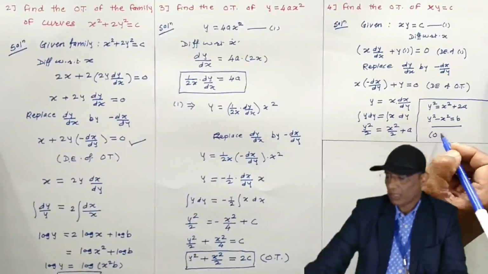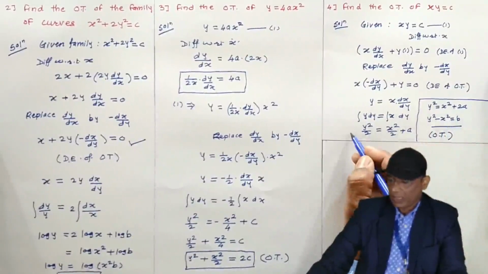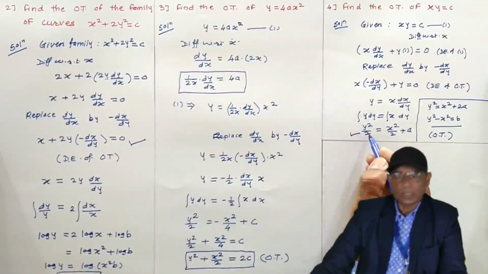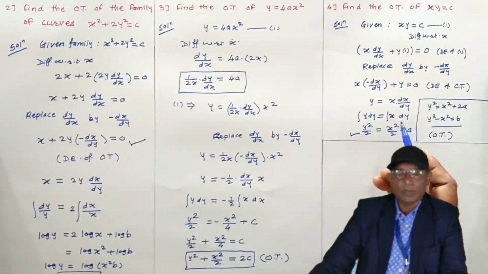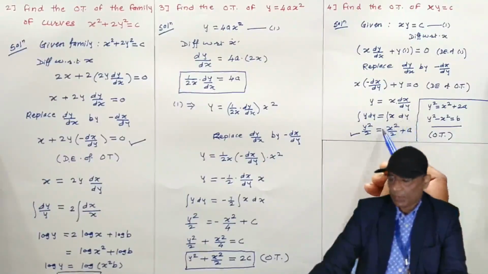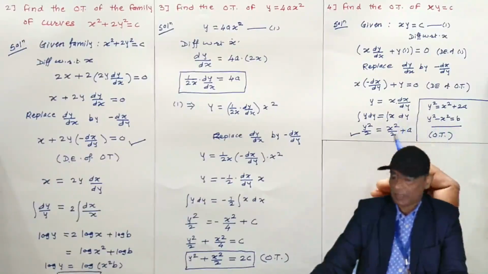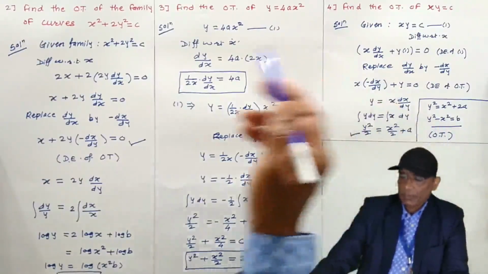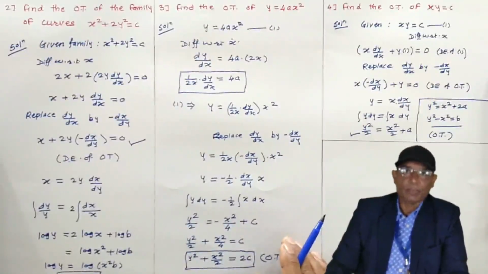This is the orthogonal trajectory, but these steps are not required. This is the final answer. But why am I going to solve it further? Because if it is asked as an MCQ, you must know the most simplified answer, because in an MCQ only a single correct answer is given. In this way we can find the orthogonal trajectory of a given family of curves. We stop here. Thank you very much.